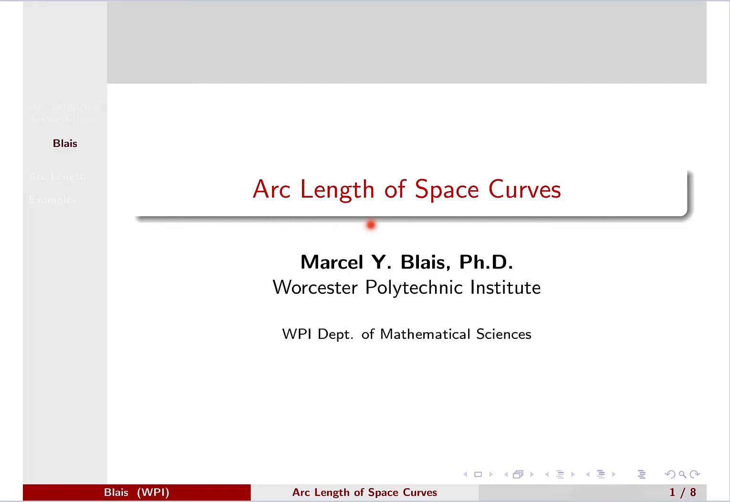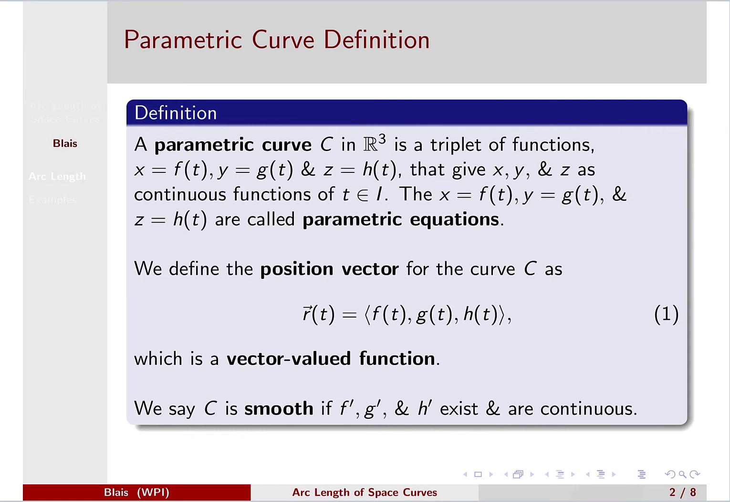In this lecture, we will be covering arc length of space curves. Recall the definition of a parametric curve in R3, three-dimensional real space, is a triplet of functions x equals f of t, y equals g of t, z equals h of t, that give x, y, and z coordinates as continuous functions of t for t in some interval. We call the x equals f of t, y equals g of t, and z equals h of t parametric equations.